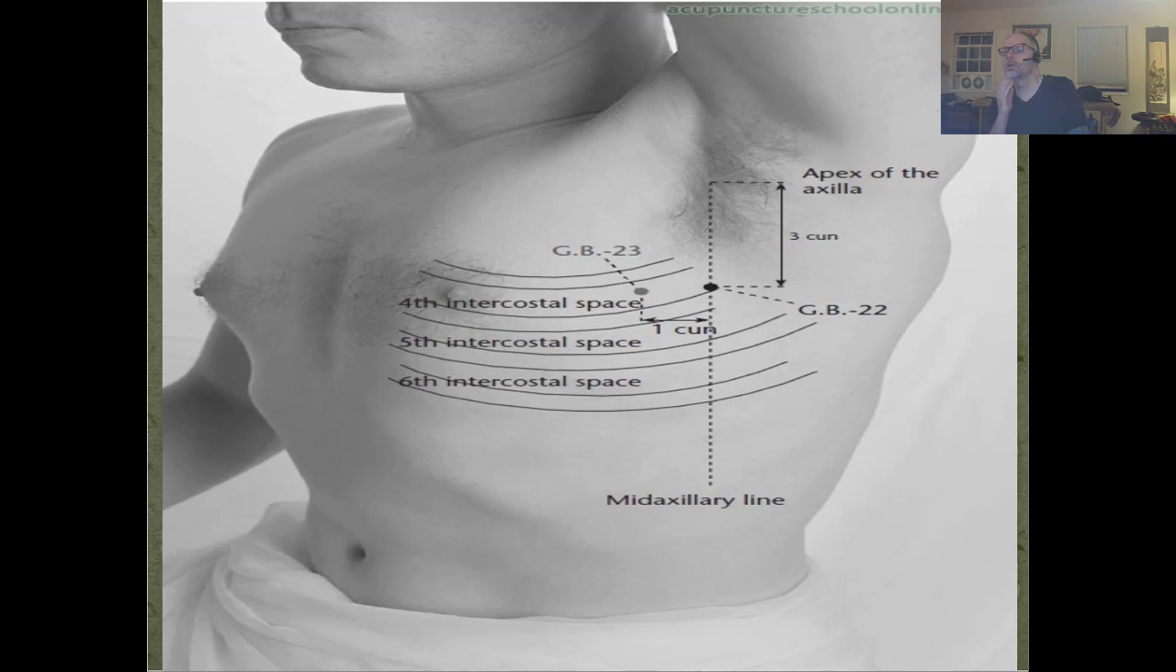And there it is. 1 cun in front. 22 and 23. And notice in my slides it says the 5th intercostal space. Well, the nipple is actually located in the 4th intercostal space, so that's a typo. It's going to be in the 4th intercostal space.